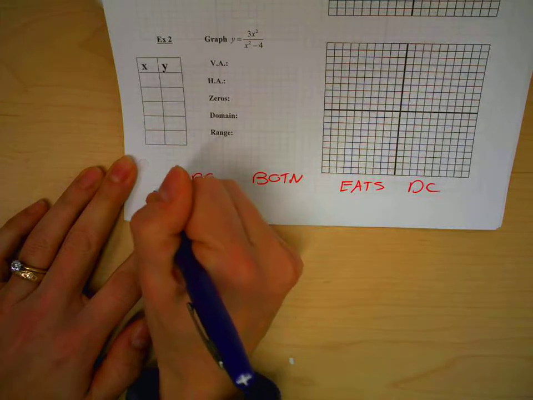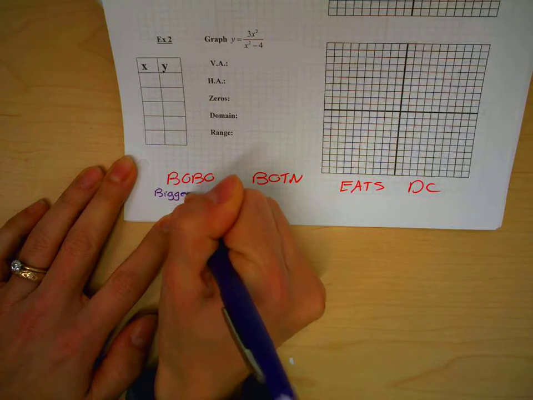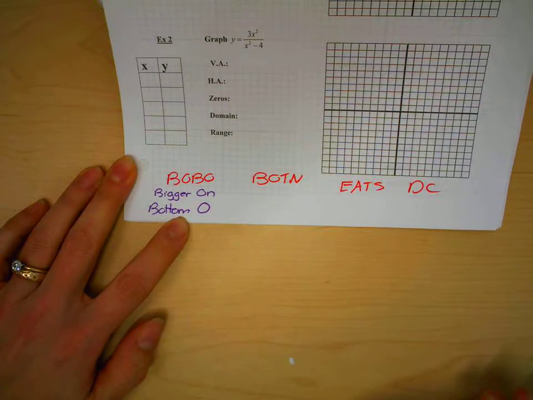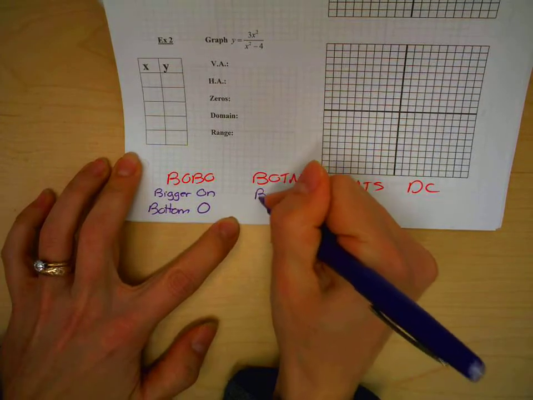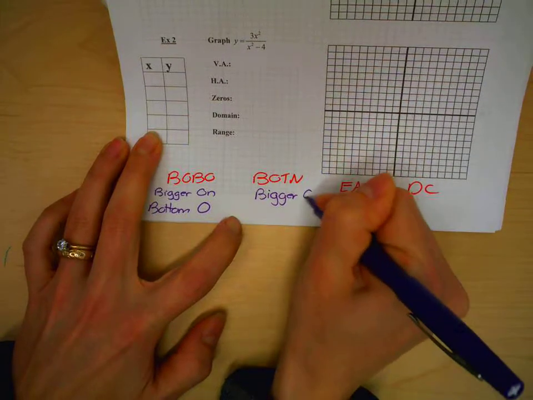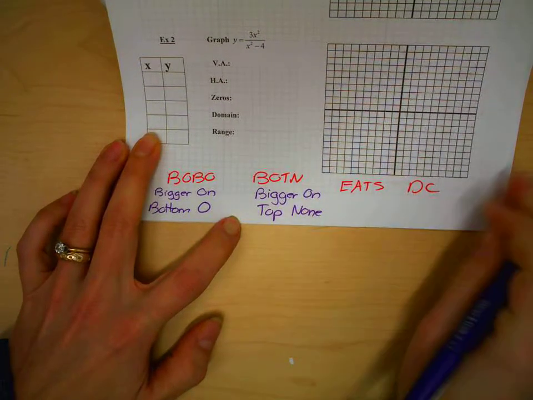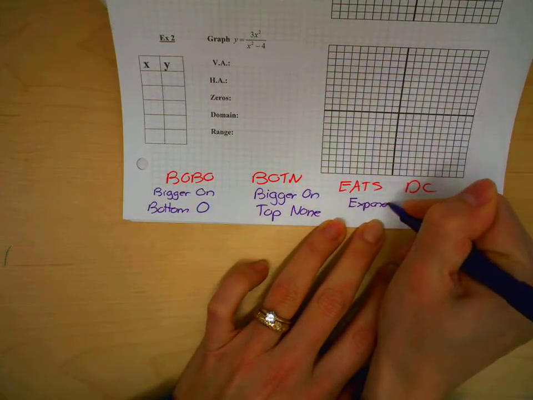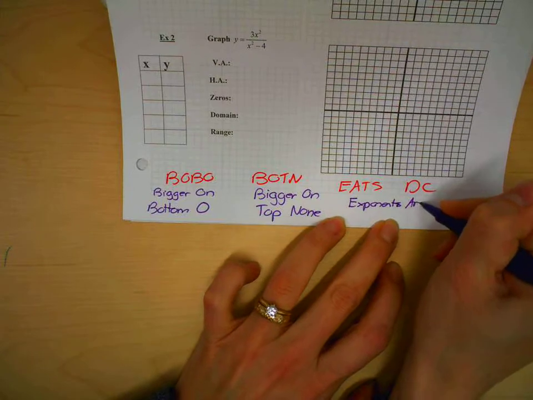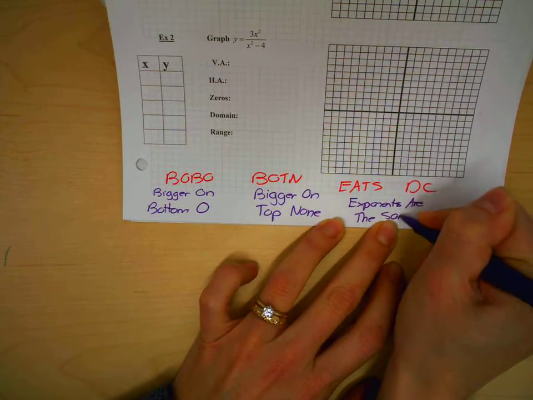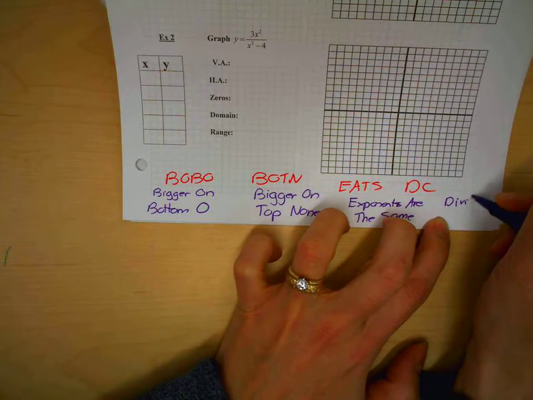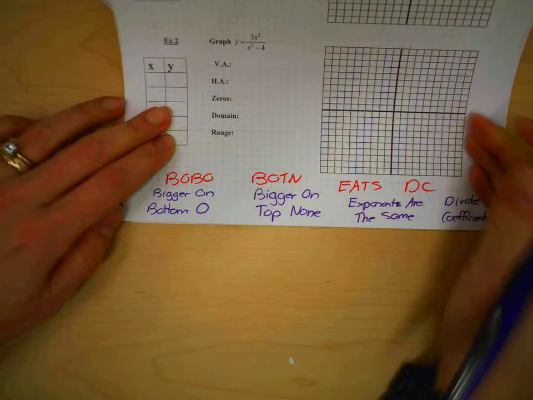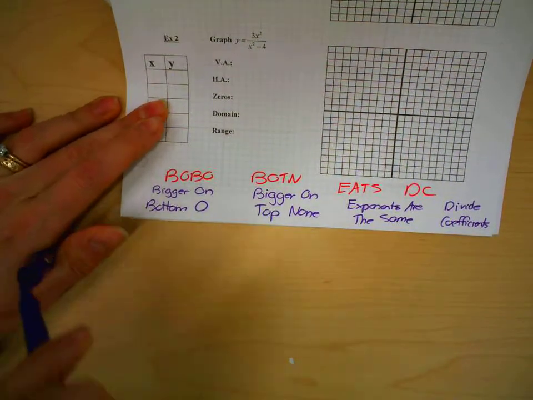So Bobo stands for bigger on bottom, 0. Botan stands for bigger top, none. And eats DC stands for exponents are the same, divide coefficients. So Bobo Botan eats DC.